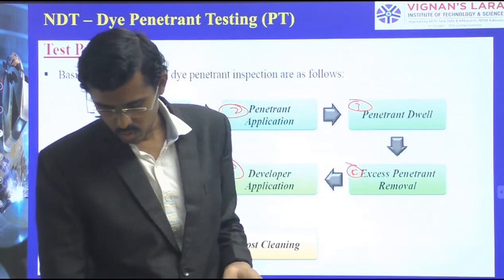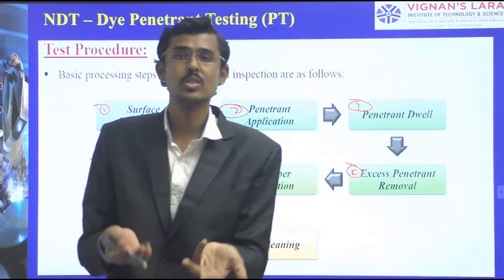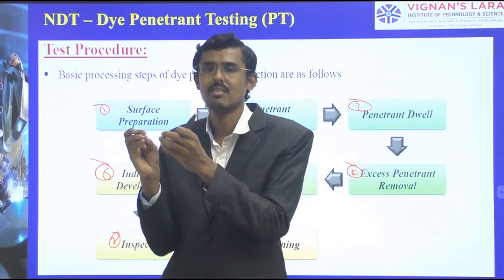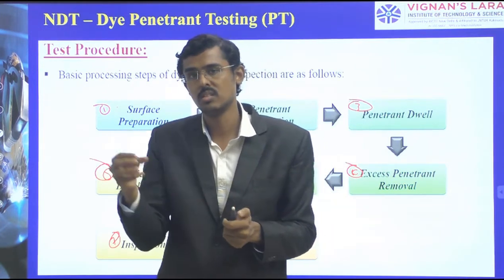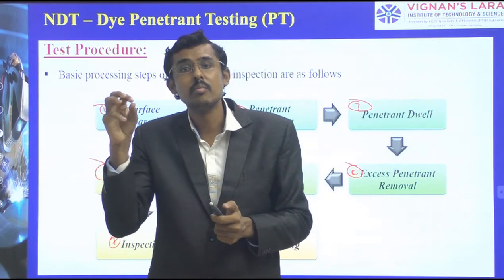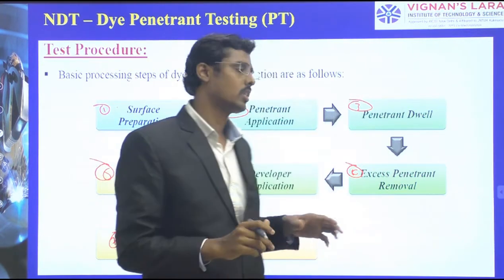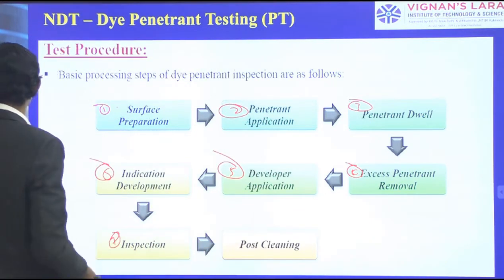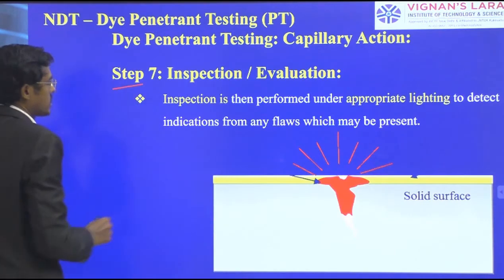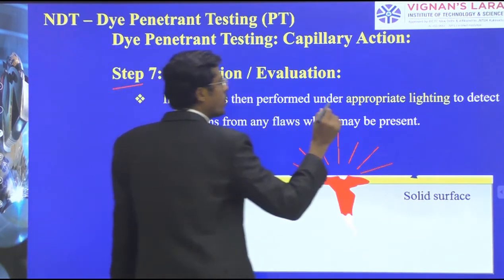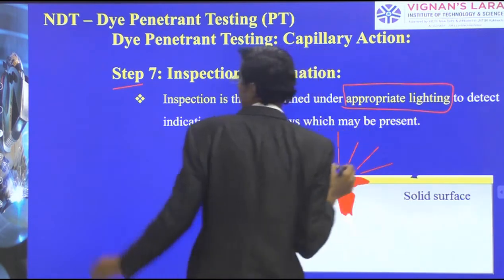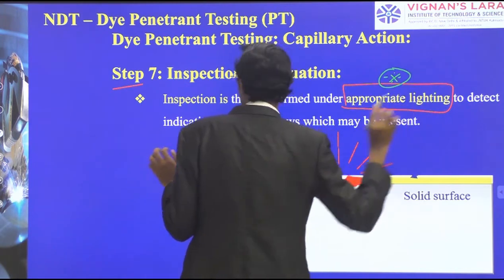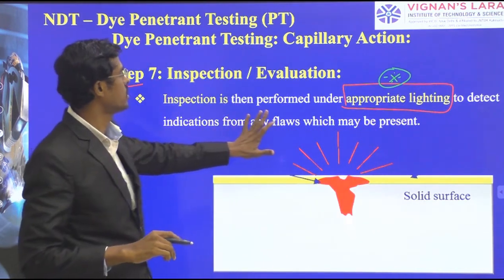Can anyone do inspection in a dark room? It is not possible. We need bright lights, then only the cracks are visible. For that reason, in visual inspection the important point is that bright illumination must be there. Likewise here also some contrast has to be there, then it is visible. So here we came to the 7th step, inspection. Inspection is then performed under appropriate lighting. Important: appropriate lighting is given here to detect indications from any flaws which may be present.